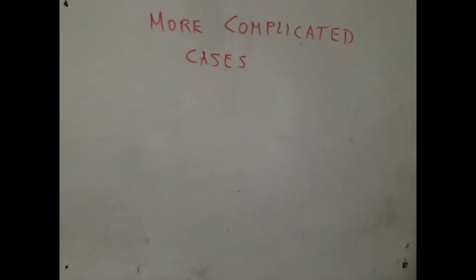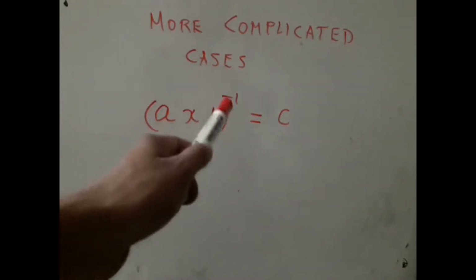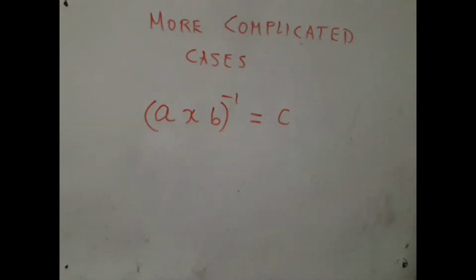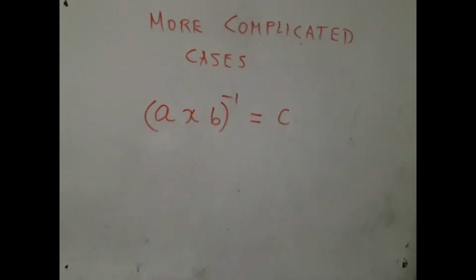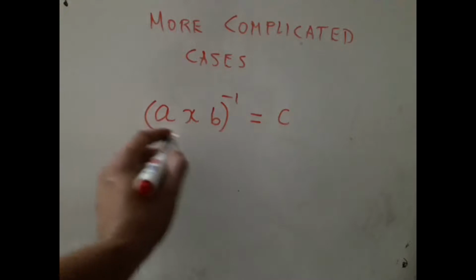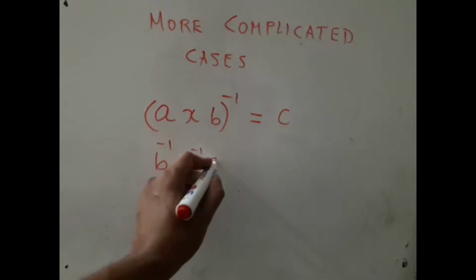These were some of the simplest possible manipulations inside a group. Now we shall take a look at some more complicated cases. Suppose we are required to solve this equation a x b whole inverse is equal to c. I am not writing the stars anymore. Now how do I solve this? Well, if I am given inverse of an entire product, that is very easily doable. It is just like this. The whole inverse is nothing but b inverse x inverse a inverse.